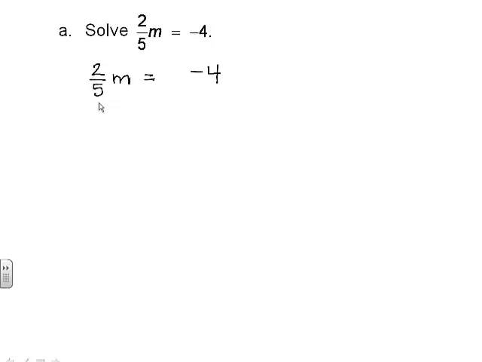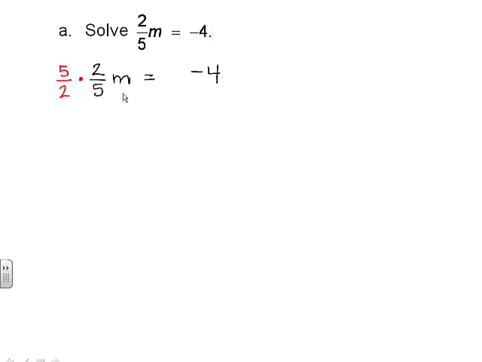So to get the coefficient of 1, we need to undo this multiplication. To do that, we will multiply by the reciprocal of 2/5. Remember, to find the reciprocal, you invert the fraction. So the denominator becomes the numerator, and the numerator becomes the denominator. So we multiply by 5/2.